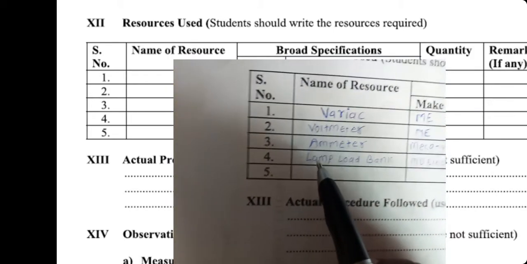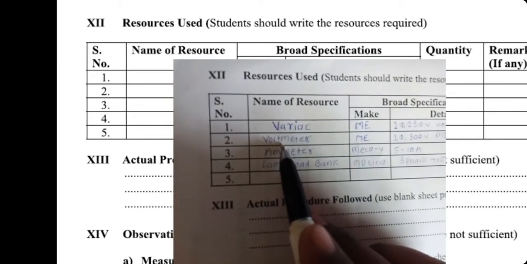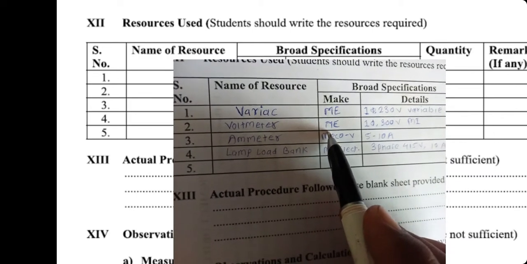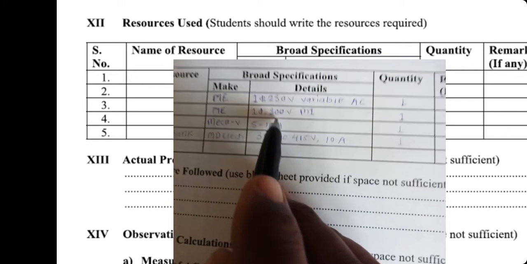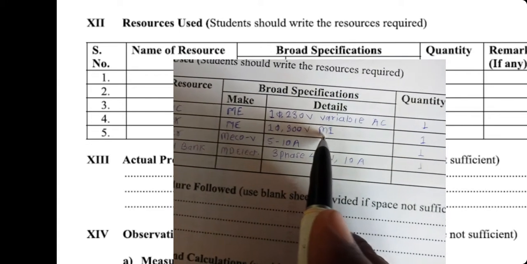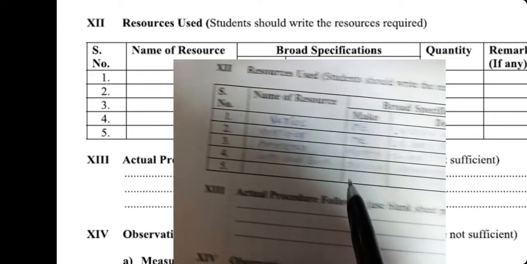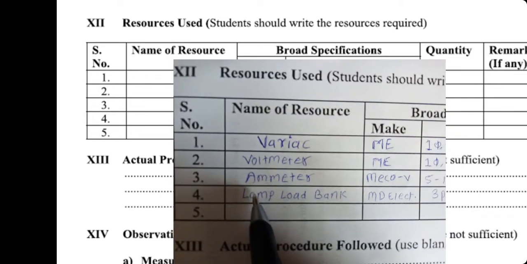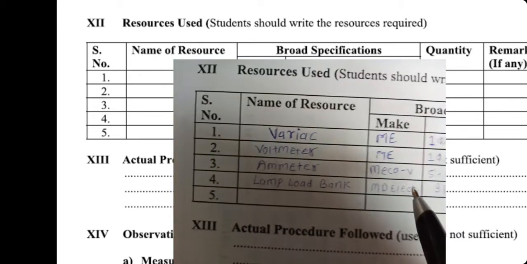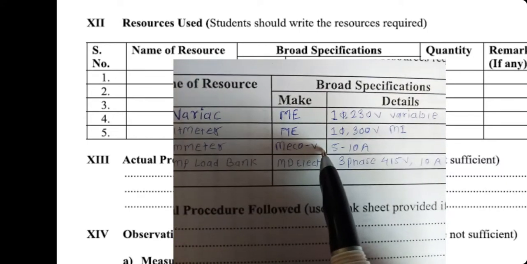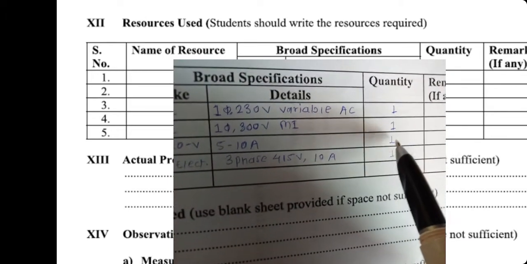Then the second resource for this practical is a voltmeter, again made by Mahesh Electricals, ME. Details of this voltmeter: single phase 300 volt, MI type, moving iron type voltmeter. Quantity 1. Then the ammeter, made by Meco V, 5 to 10 ampere range. The quantity is 1.